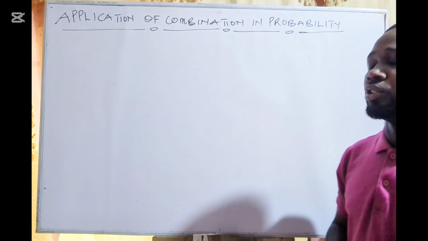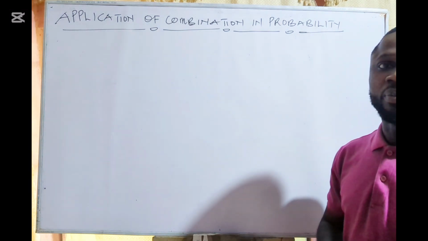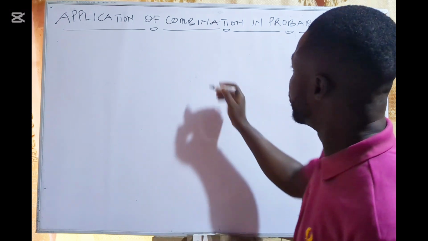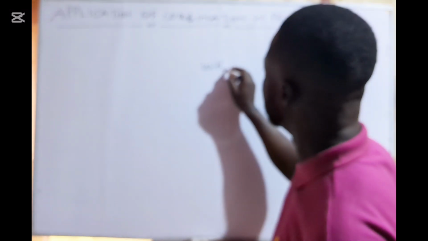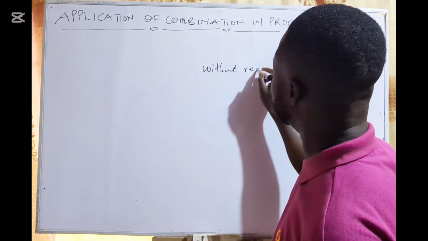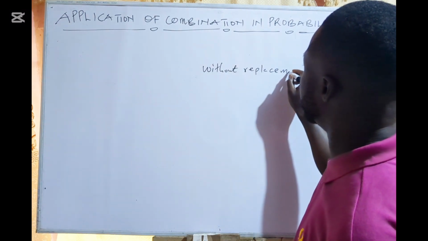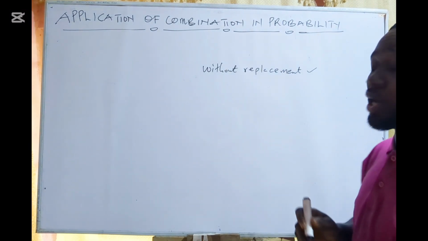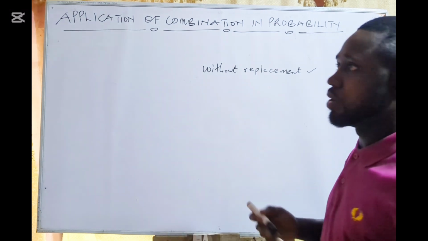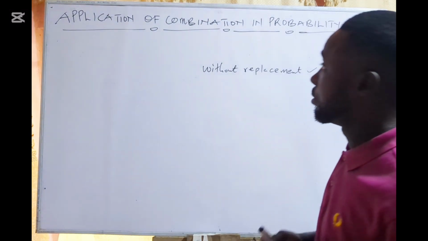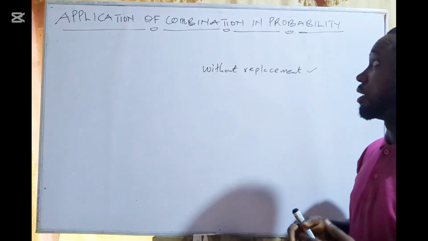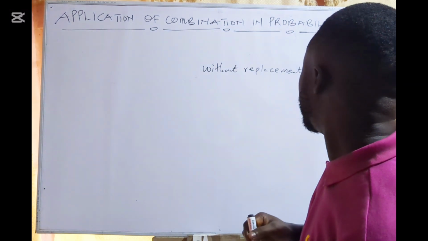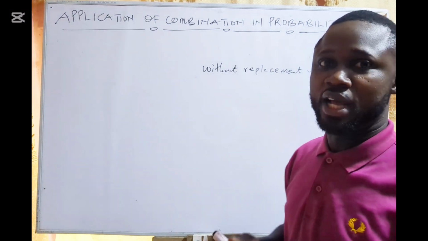All right, so when you want to apply combination to solve a probability question, one, the selection should be without replacement, or say without repetition. It should be without replacement. So when you get a question and it is with replacement, don't apply combination. You apply it when it is without replacement. All right, or when the selection is done at once.